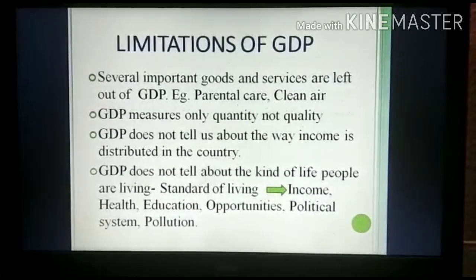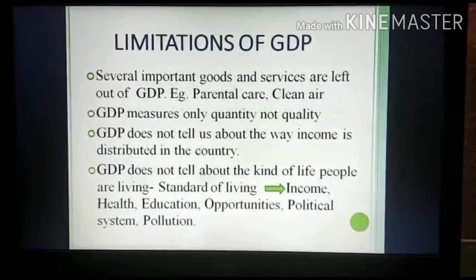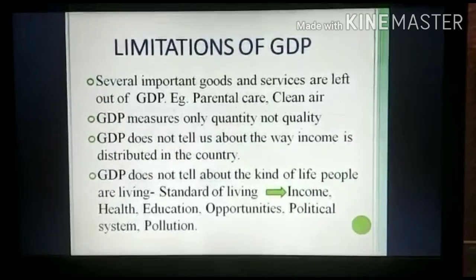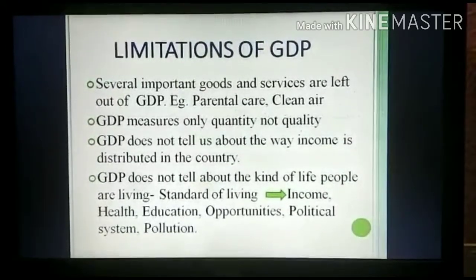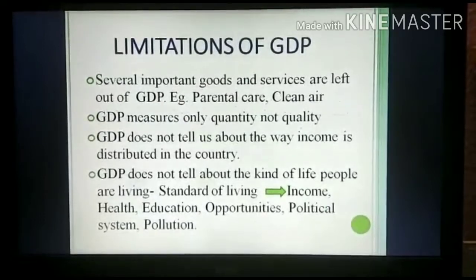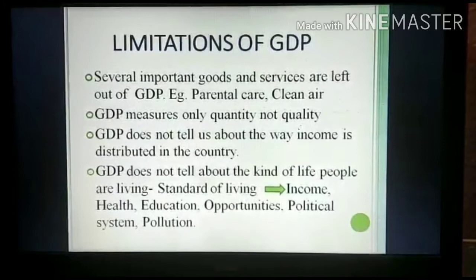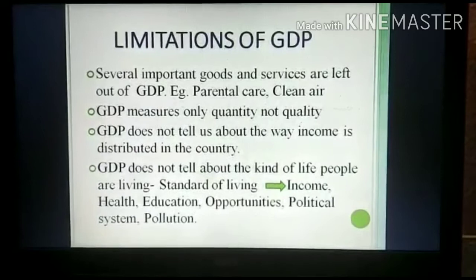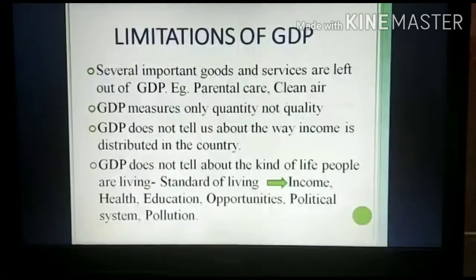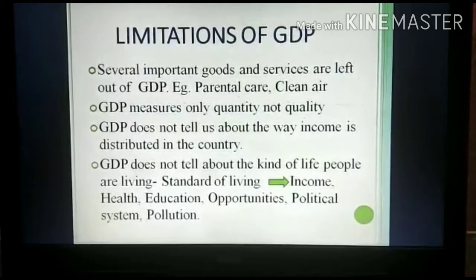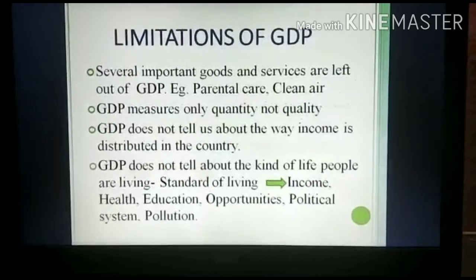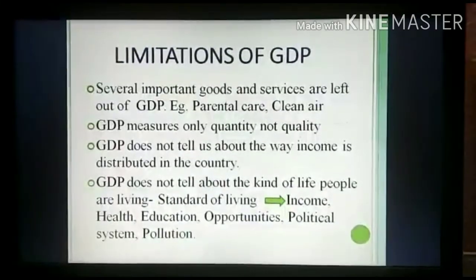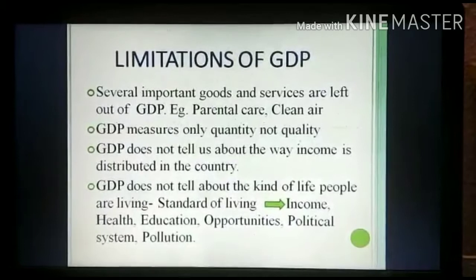The next one is GDP does not tell us about the way income is distributed in the economy. You know it, GDP is growing in our economy, but still inequalities prevail in our country. That is, people are lacking employment opportunities. Because in India, more than 30% of the population faces an unemployment problem, and some are facing underemployment and some are facing low paid wages, and these are not calculated in our GDP.